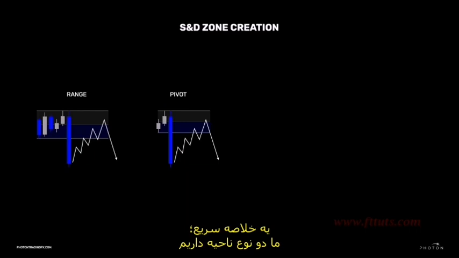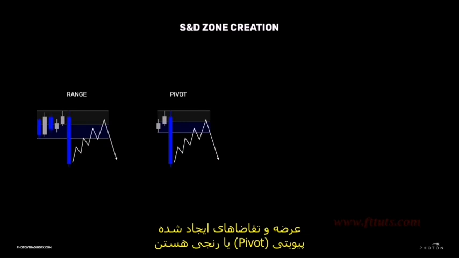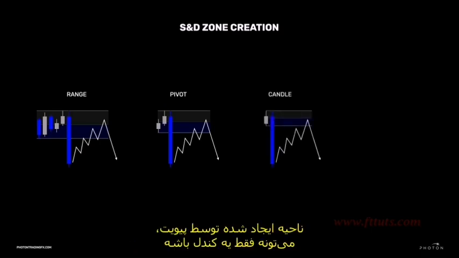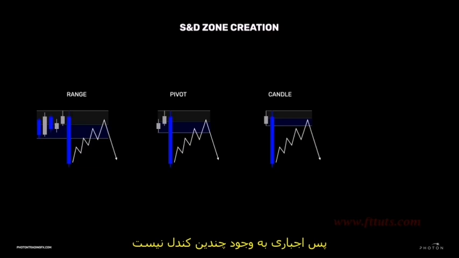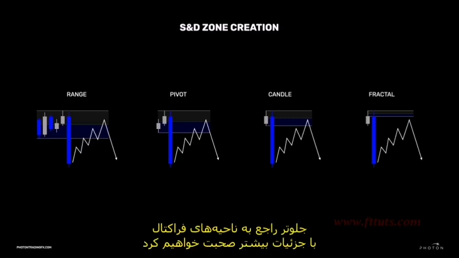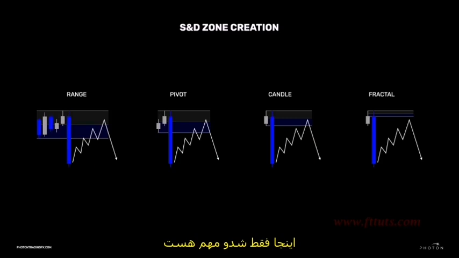So again, just to quickly summarize, we have two main types of zones, either range created or pivot created supply and demand. Range and pivot are essentially your two main types of zones, but a pivot created zone can also be just one candle, so it doesn't have to be multiple candles. And you can also then have what is called a fractal zone. Now we'll talk about these fractal zones in a lot more depth in just a minute, but essentially you are refining the candle to just the wick, as this will be a zone on a lower time frame.